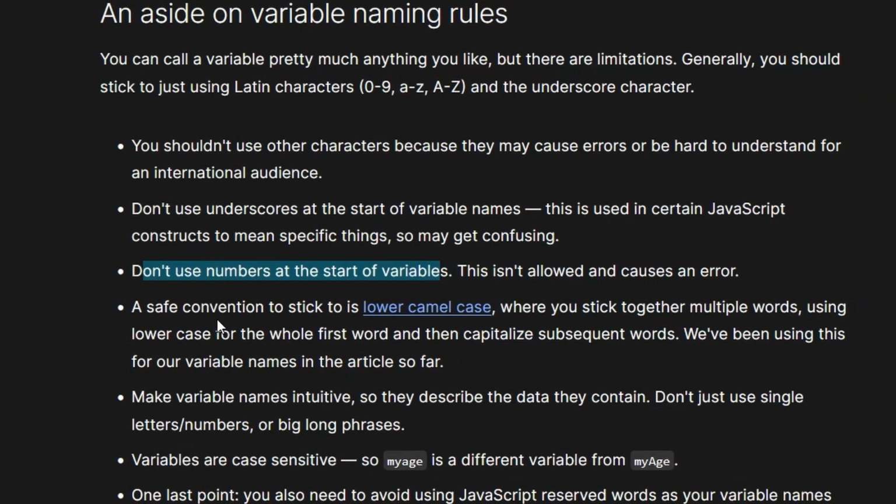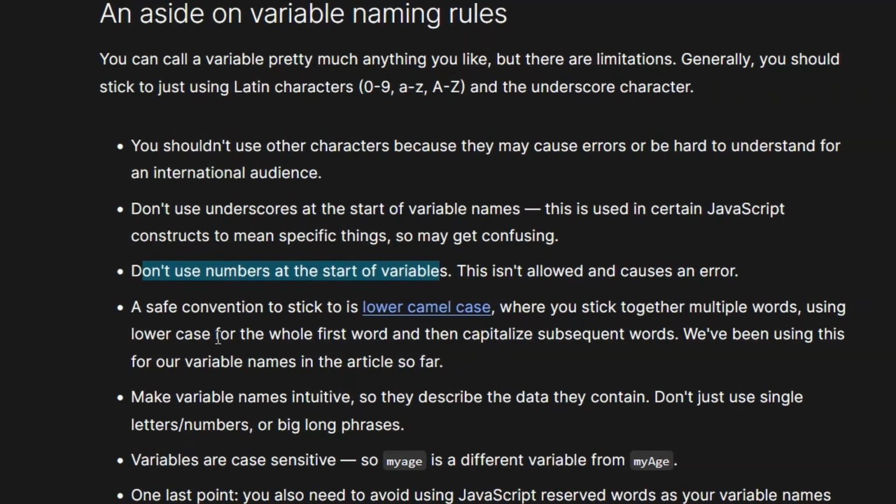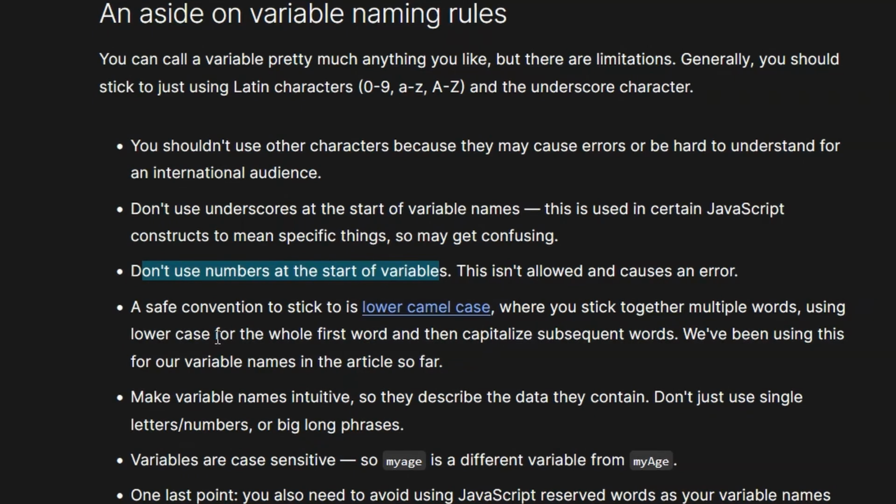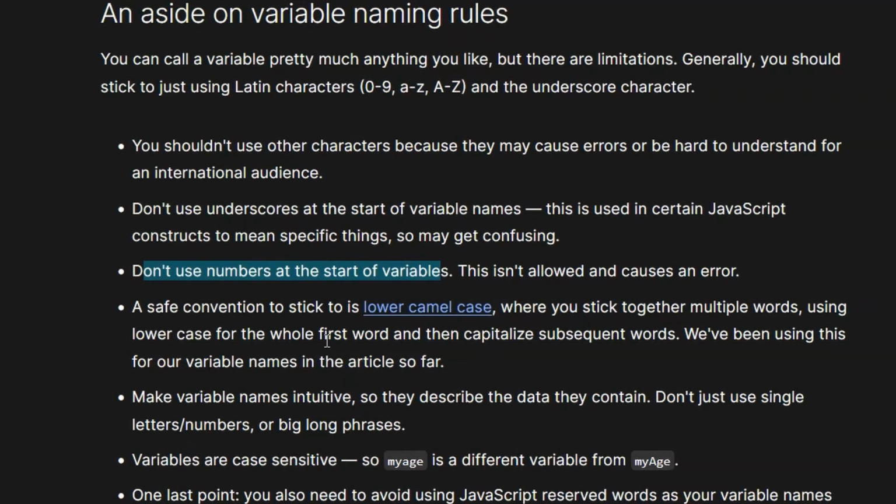Safe convention is to use lower camel case. That means if your variable is multiple words, the first word is lowercase. All subsequent words have the first letter capitalized and the remaining letters lowercase. That's referred to as lower camel case.